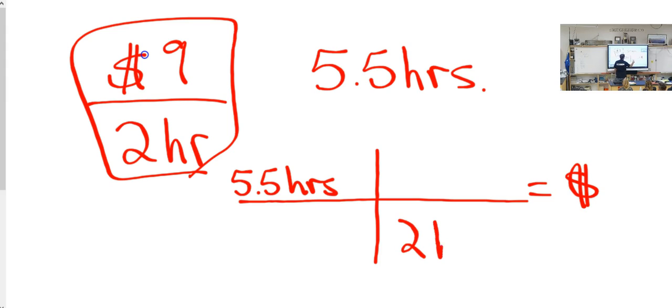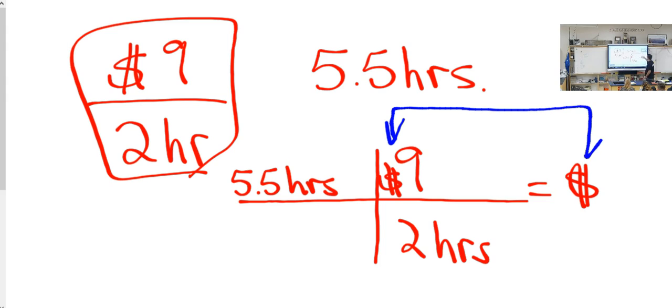The 2 hours goes on the bottom, and what number has to go on top? The $9. And look, the unit at the end is the unit at the end. If the unit at the end is the unit at the end, then you most likely did this correctly. So now you would take 5.5 and multiply it by 9. Then you would divide that answer by 2. What's that? 24.75 is right.